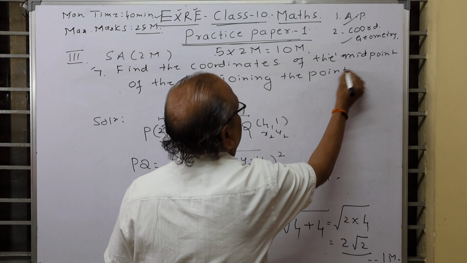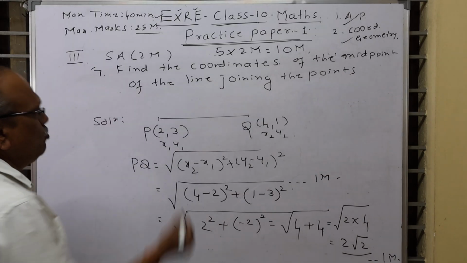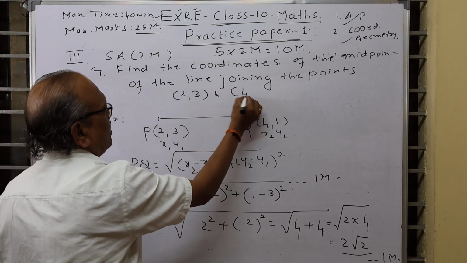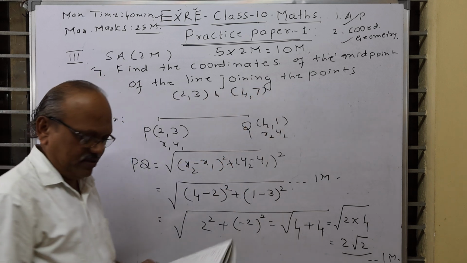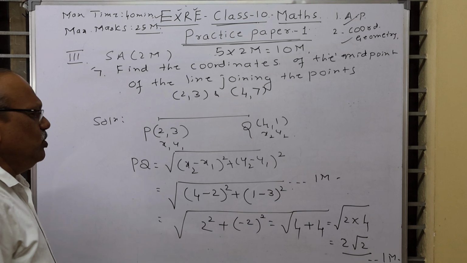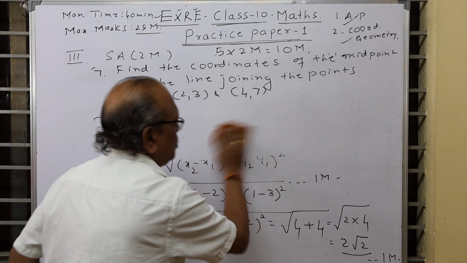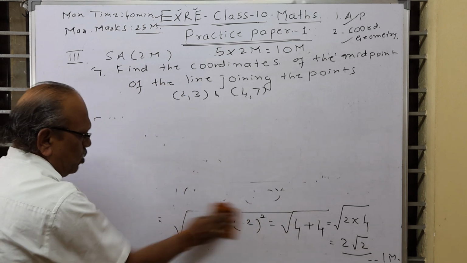Line joining the points (2, 3) and (4, 7). Another easy, very easy question. How do you solve this one? For that you have to recall the formula. Just substitute, no application, no skill required.